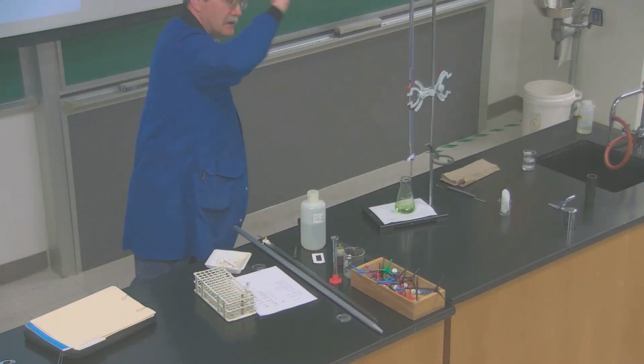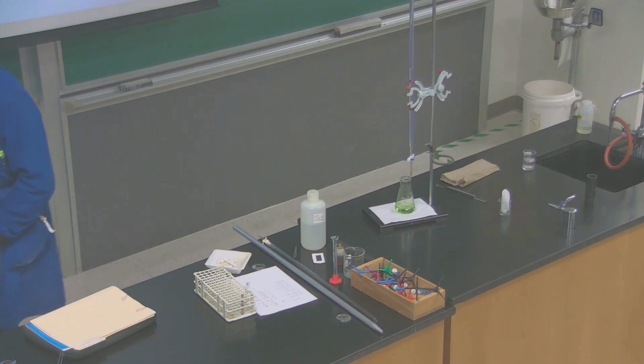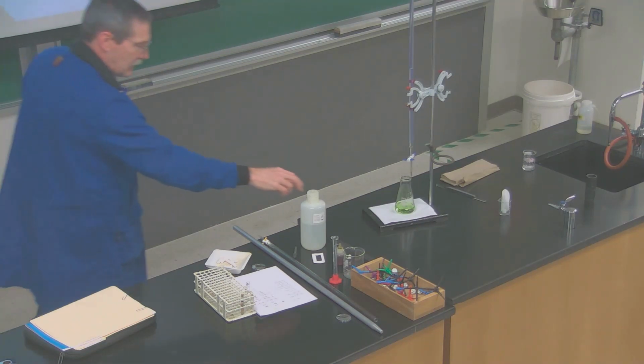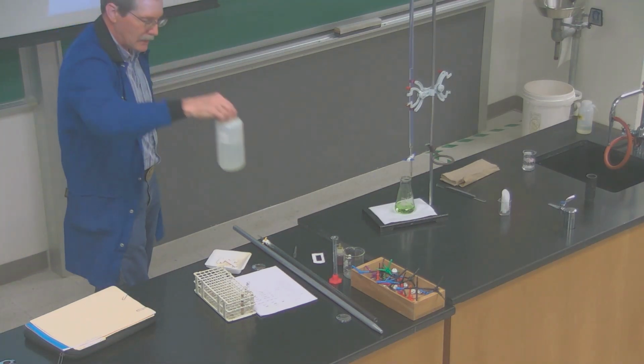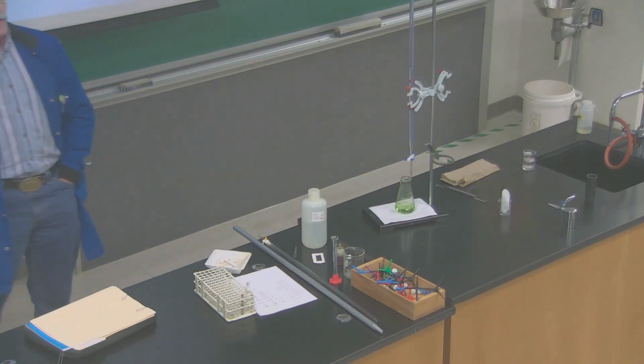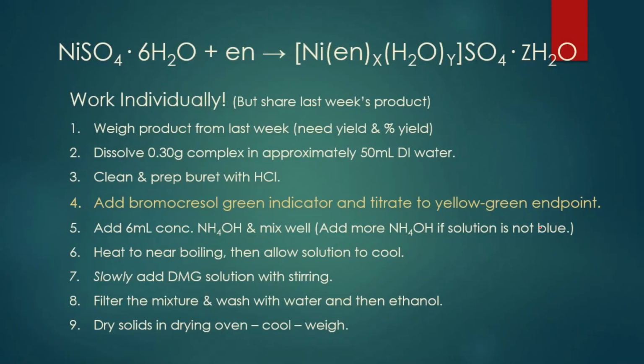But after you've done this, again, record your volume that you had at the end of the titration, and you recorded, of course, the beginning. You have the volume, the molarity of the hydrochloric acid on the bottle. Make sure you record that. You can calculate the moles of ethylenediamine. We will then use that same solution to precipitate the nickel.